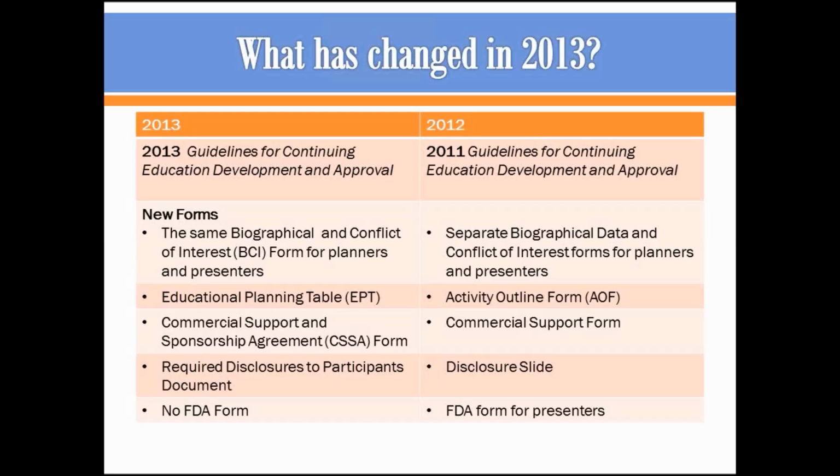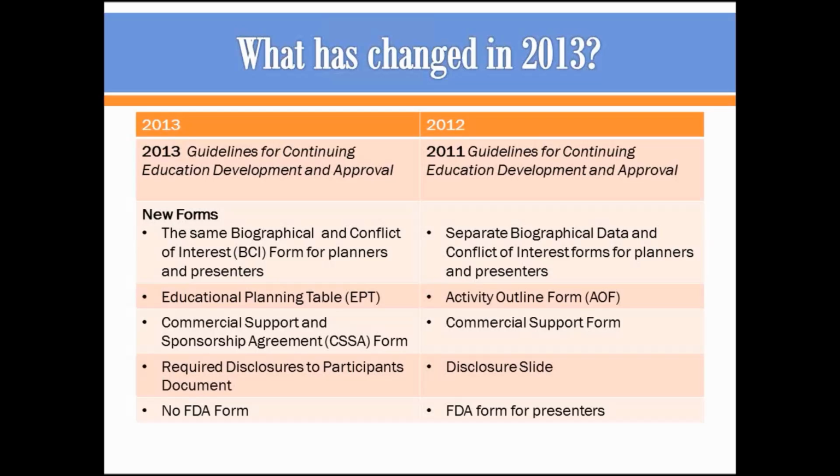In addition to that, we have a Commercial Support and Sponsorship Agreement form. This replaces a one-page form that applicants attached to the application. The new Support and Sponsorship Agreement form actually contains NAION's Commercial Support and Sponsorship Policy. We'll spend quite a bit more time on this form.